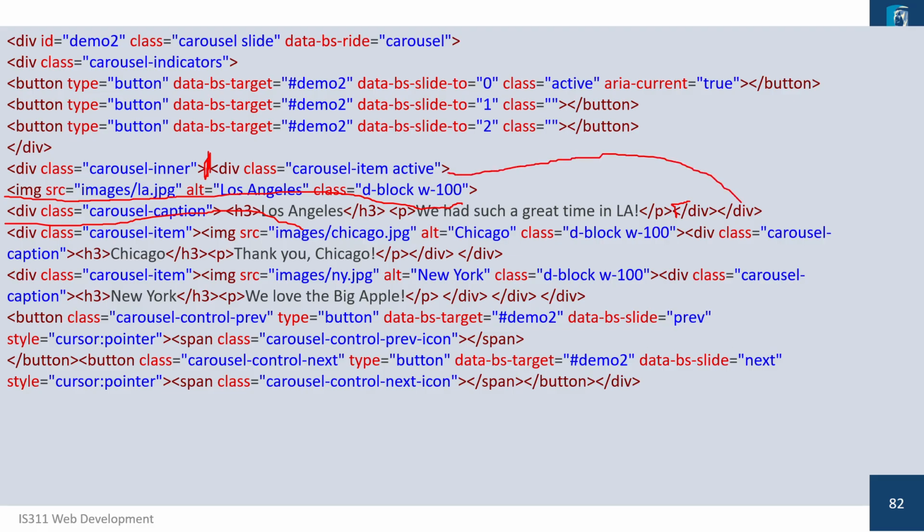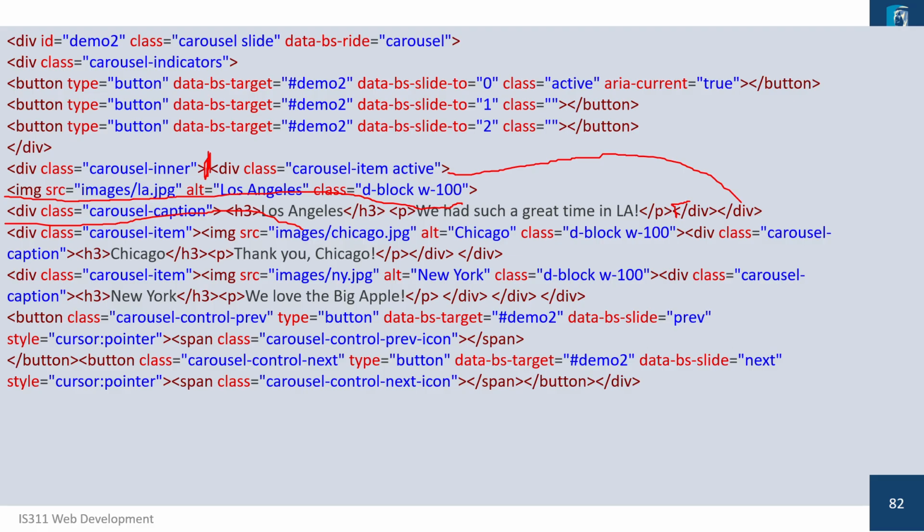So this is the first image that I have displayed over there. And the same image, if you look at the other ones, they are exactly the same. Again, carousel item, we have image, then we have the caption, then we display the h3 and the paragraph, and then we are closing the div.